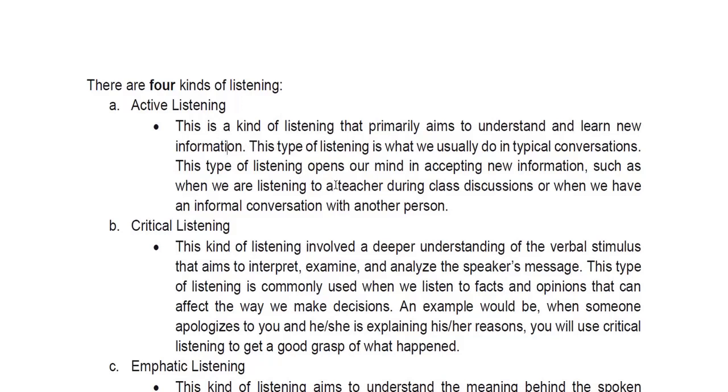Okay, so for example, during the face-to-face classes before, your teacher is discussing or you're having class discussions and you listen. So that is active listening. Or for example, you are having an interview and you listen to the answer of the interviewee. So that is also an example of active listening.